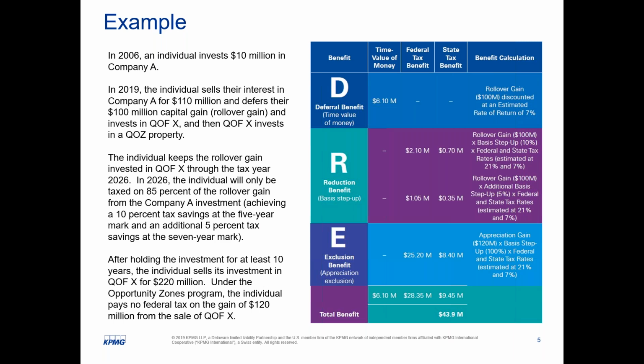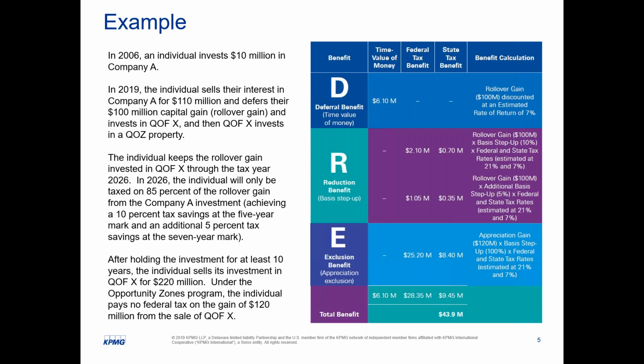In the second example, he's going to get both federal and state benefits because he happens to be doing this transaction in New York. But the real home run is that the investor stays with that investment all the way through 2026 and ultimately sells it for $220 million, has a $120 million gain, and he pays no federal and no state tax on that. And as you can see, that is a very, very significant benefit. So the total tax benefits that he gets from time value of money, federal and state, is $43.9 million on a QOF transaction. Pretty significant.